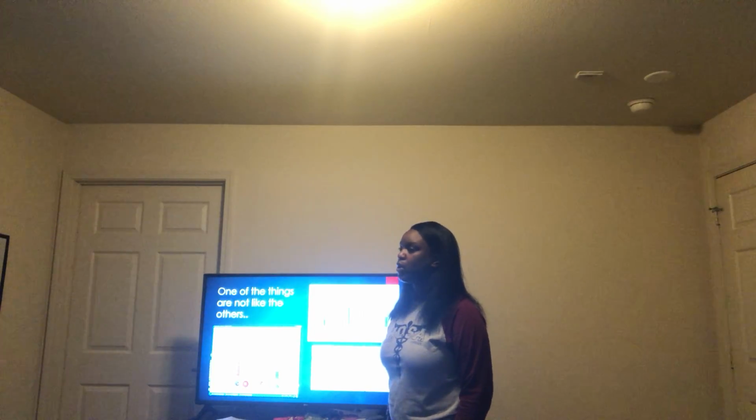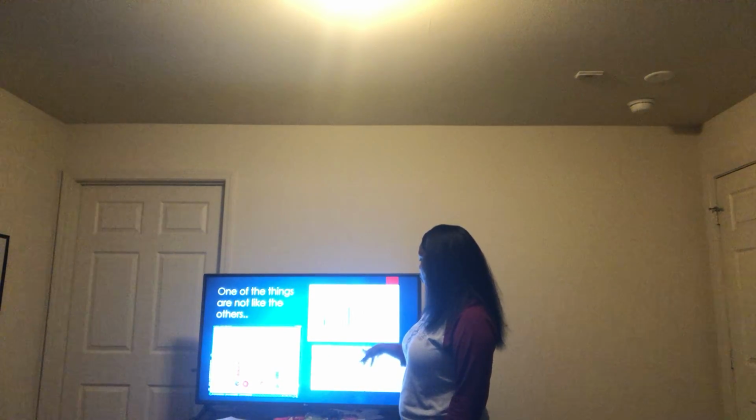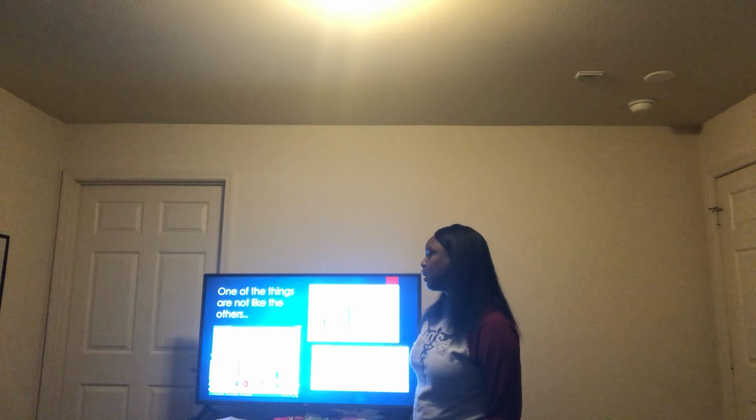They're representing it or how they're showing it, right? So for this one, we're measuring their favorite fruit. For this one, we're measuring your birthdays. And this one, we're measuring the average daily temperature, right? So take a minute and I want you guys to tell me which one doesn't belong and can you tell me why?